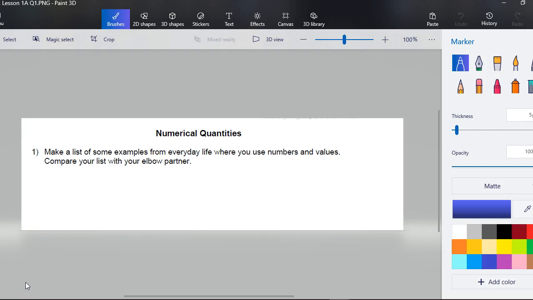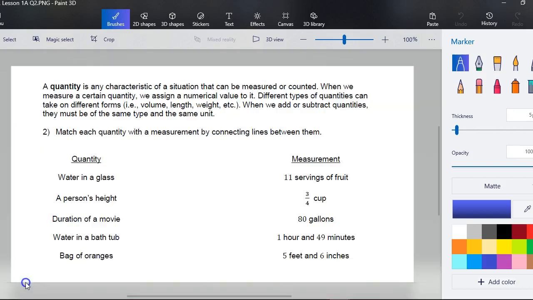The list of the examples that you make from everyday life will vary. Some things could include height, weight, weather, and news. You don't have anyone to share this information with unless you find someone in our class and y'all can work together either virtually or in person. But for right now, it's you and me. So let's go ahead and move on to question number 2.